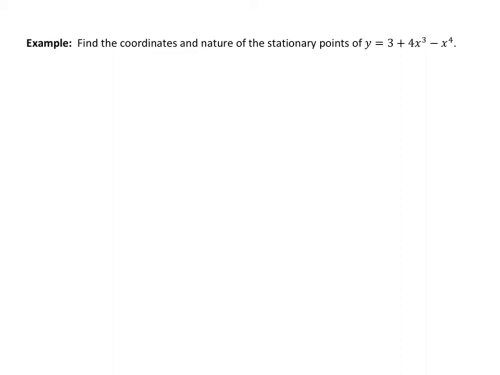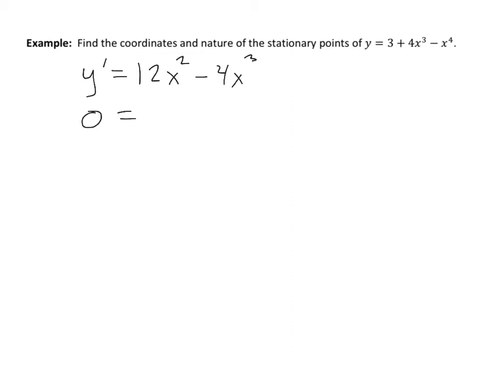So the first thing we're going to do is take the derivative. I need to find where the stationary points are going to be. This derivative is going to be 12x squared minus 4x cubed. All right, so now I'm going to set this equal to 0. Remember, we should also see if it's undefined, but this thing is not undefined anywhere, so we're okay.